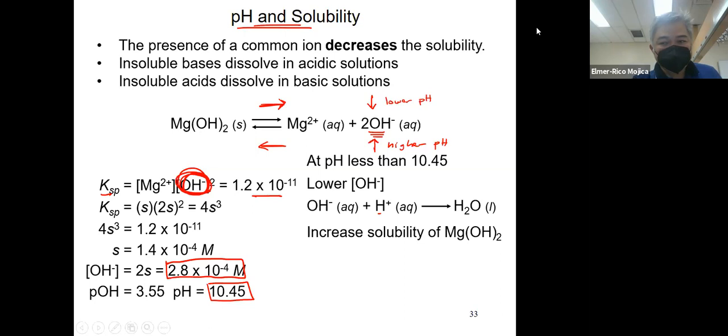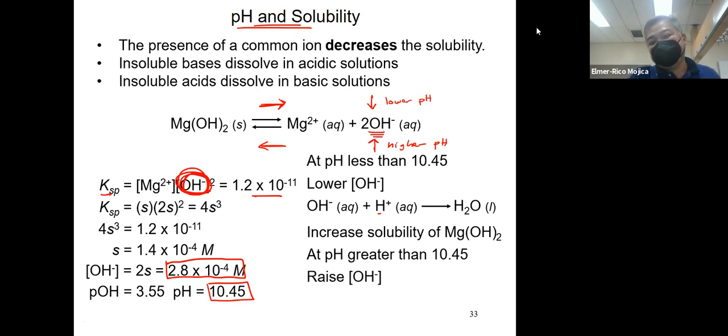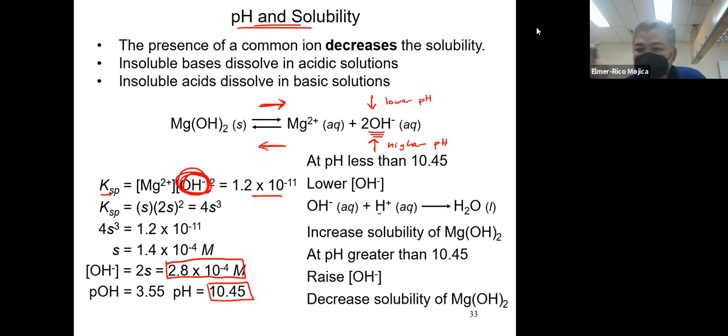However, if the pH is higher than 10.45, the hydroxide increases and the solubility of your magnesium hydroxide decreases. Does that make sense, class? Kind of.